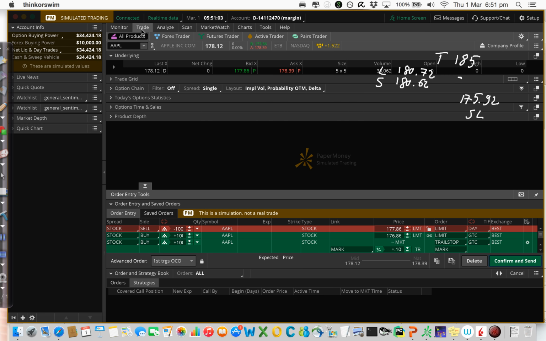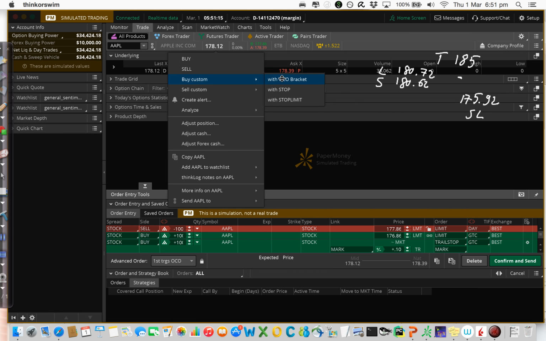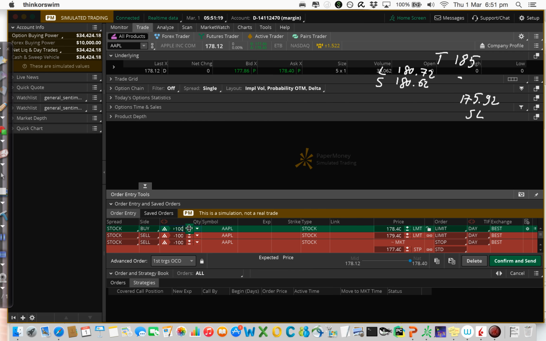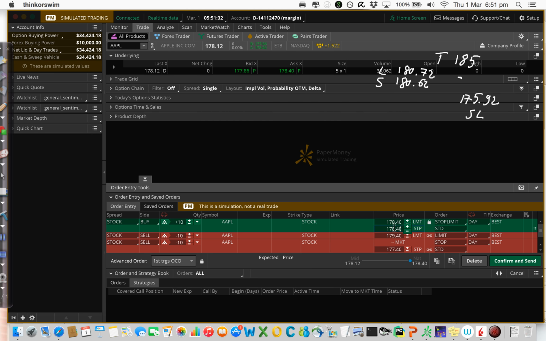Okay, so we need to go here, trade, okay, and well, actually I can see the numbers here. So we need to click here, buy custom with OCO bracket. Here we need to put 10 shares, okay. We want a stop limit where the stop price is 180.62 and the limit price is 180.72. This is the target profit, so it's 185. Stop loss is a stop order, is fine, 175.92. And this one, and also this one, good till cancel.